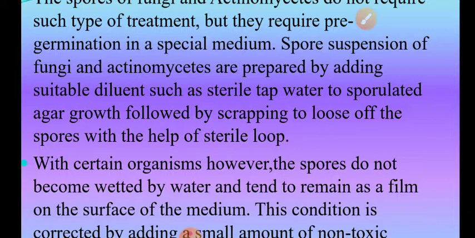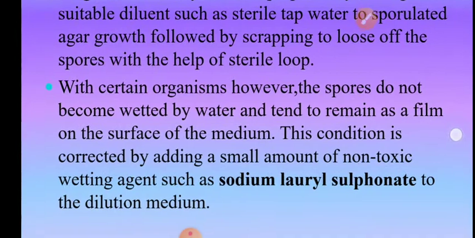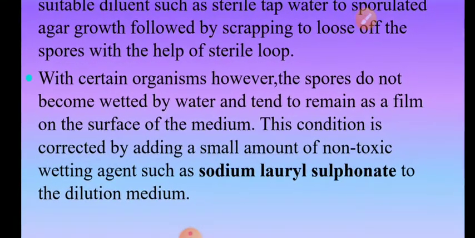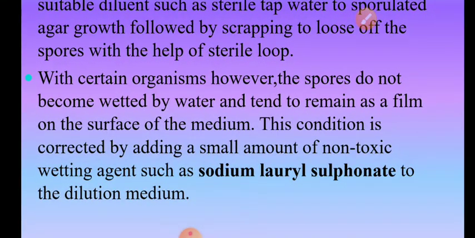It's an agar slant containing spores of either actinomycetes or fungi. What you have to do? You pour some sterile diluent like sterile tap water onto the sporulated agar and scrape the spores. With the help of a sterile inoculating loop, you scrape to loosen the spores, and you have a spore suspension ready for inoculum buildup.